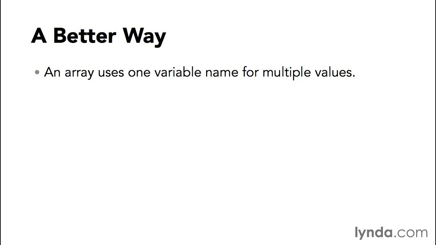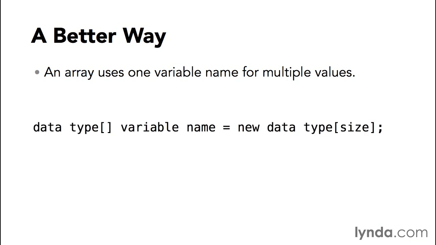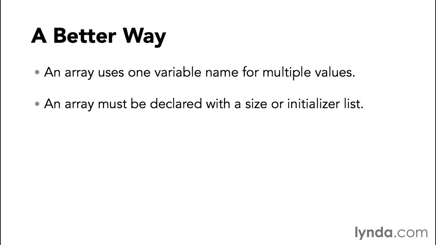The syntax for creating an array is data type, such as int or double, character, string. Then you use an open square bracket and a closed square bracket. The square brackets are what indicate to the computer that it's an array. Then you give it a variable name, and you set it equal to new, which is a keyword, data type, again you have to repeat the data type that was on the left-hand side, bracket, size, bracket, and a semicolon. Arrays must be declared with a size or a list of values, which is called an initializer list.